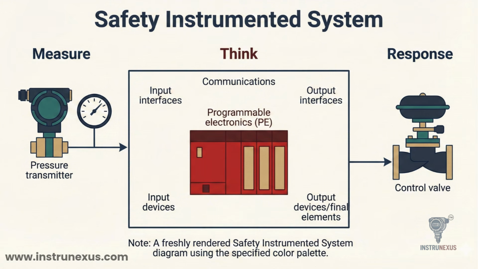In summary, while a SIF is the function or the verb, the SIS is the system or the noun. It is the physical sensors, the wiring, the logic solver, and the valves. It is the automated safety net of the facility. Whether it is closing a valve to stop a toxic leak or shutting down a turbine to prevent disintegration, the safety instrumented system is the engineered barrier that stands between a process upset and a catastrophic event. It is the embodiment of the phrase, fail safe.